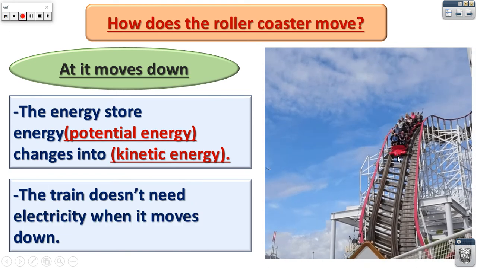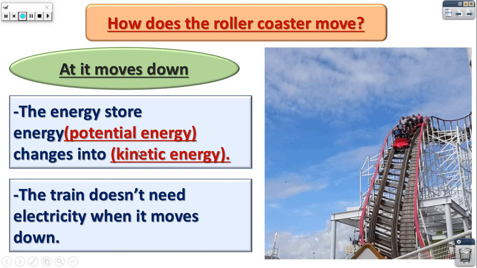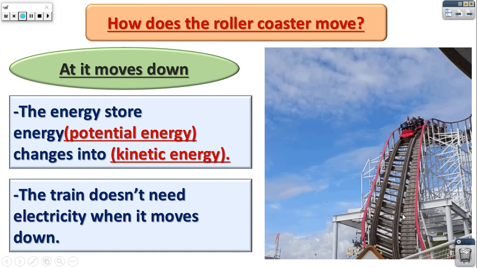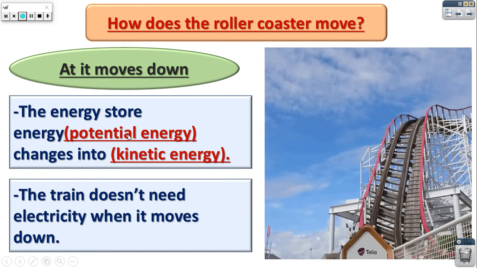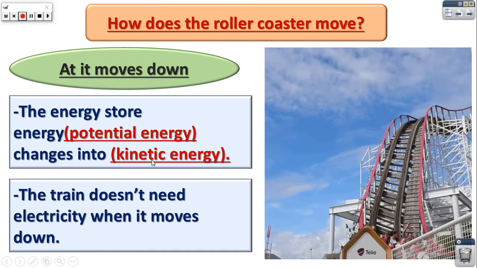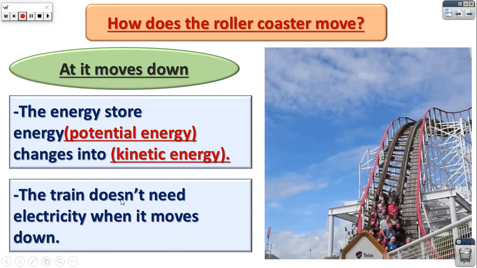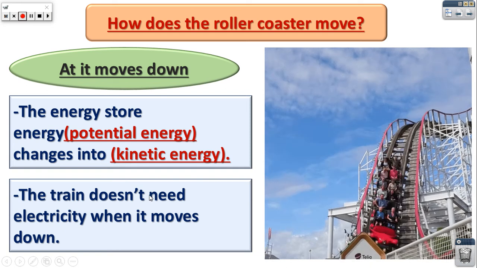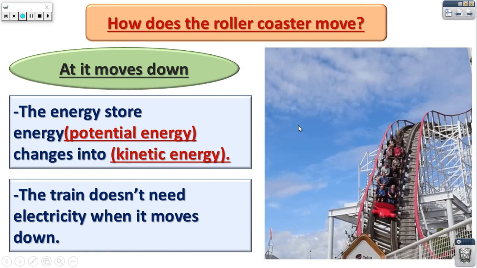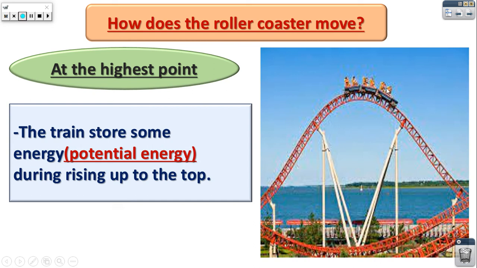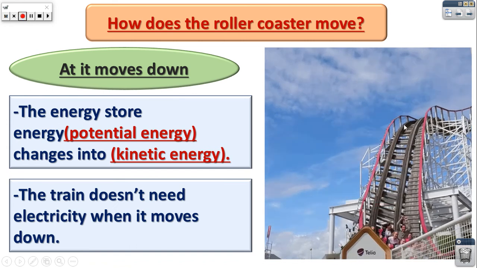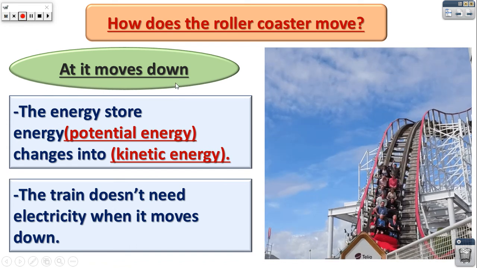As it moves down, the potential energy that is stored at the highest point changes into which energy? Yes, the train is moving, so the potential energy changes into kinetic energy. So when the train moves down, there is no need for the electrical motors. Why? Because when the train was at the highest point, it stored potential energy. This potential energy changes into kinetic energy when the train starts to move down.